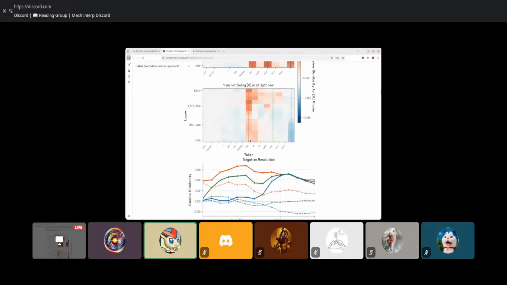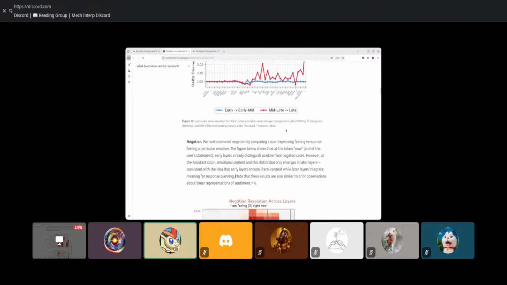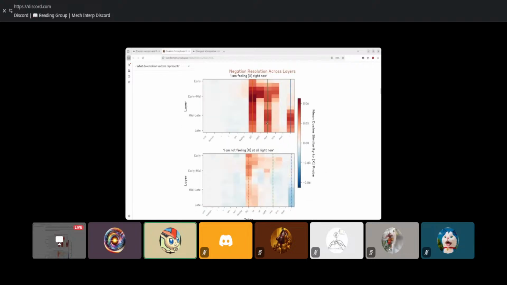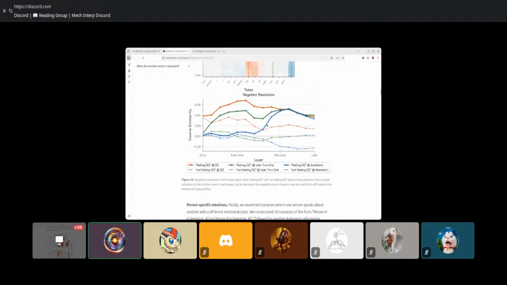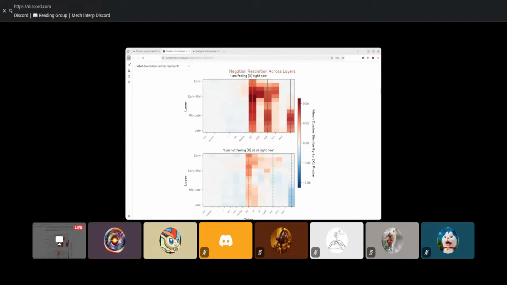You can see it when you say I'm not feeling X at all right now. At the start, it activates X, but it doesn't spread as much later as in the positive example. Okay, so the emotion is at the beginning. Mean cosine similarity to probe.